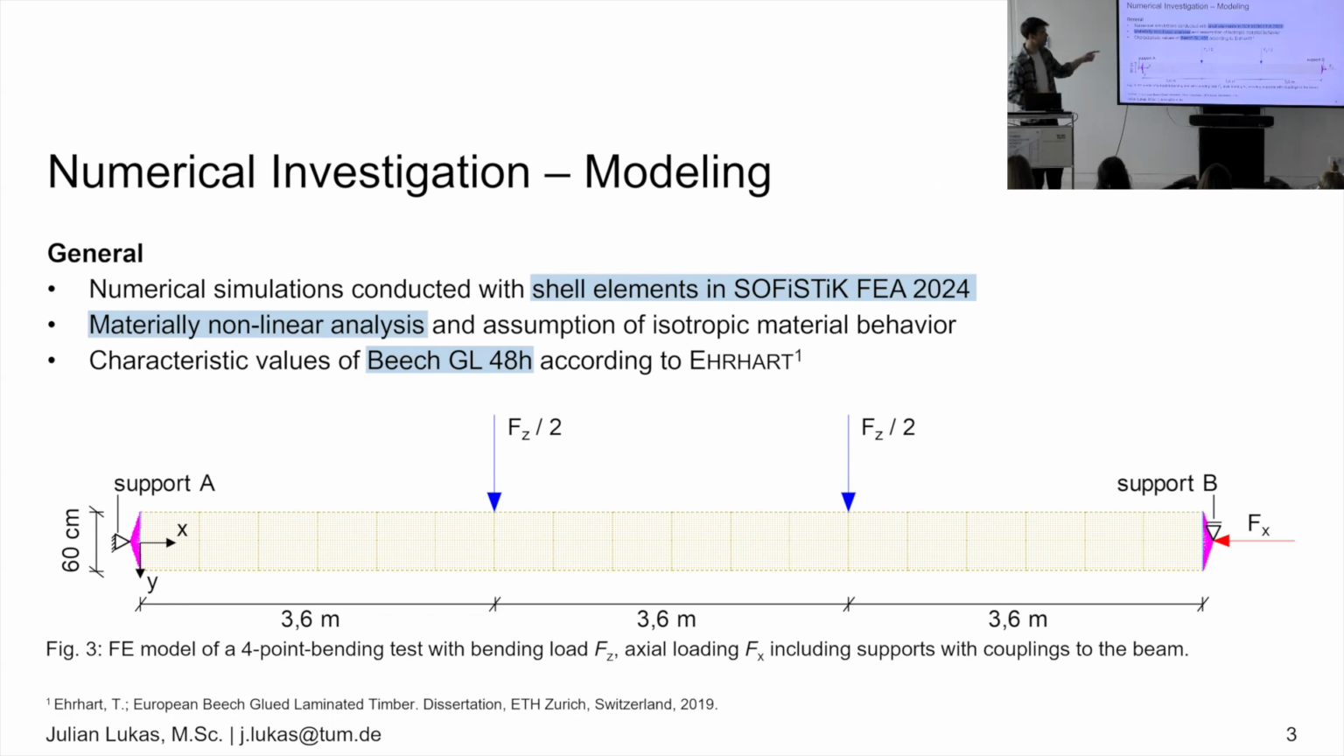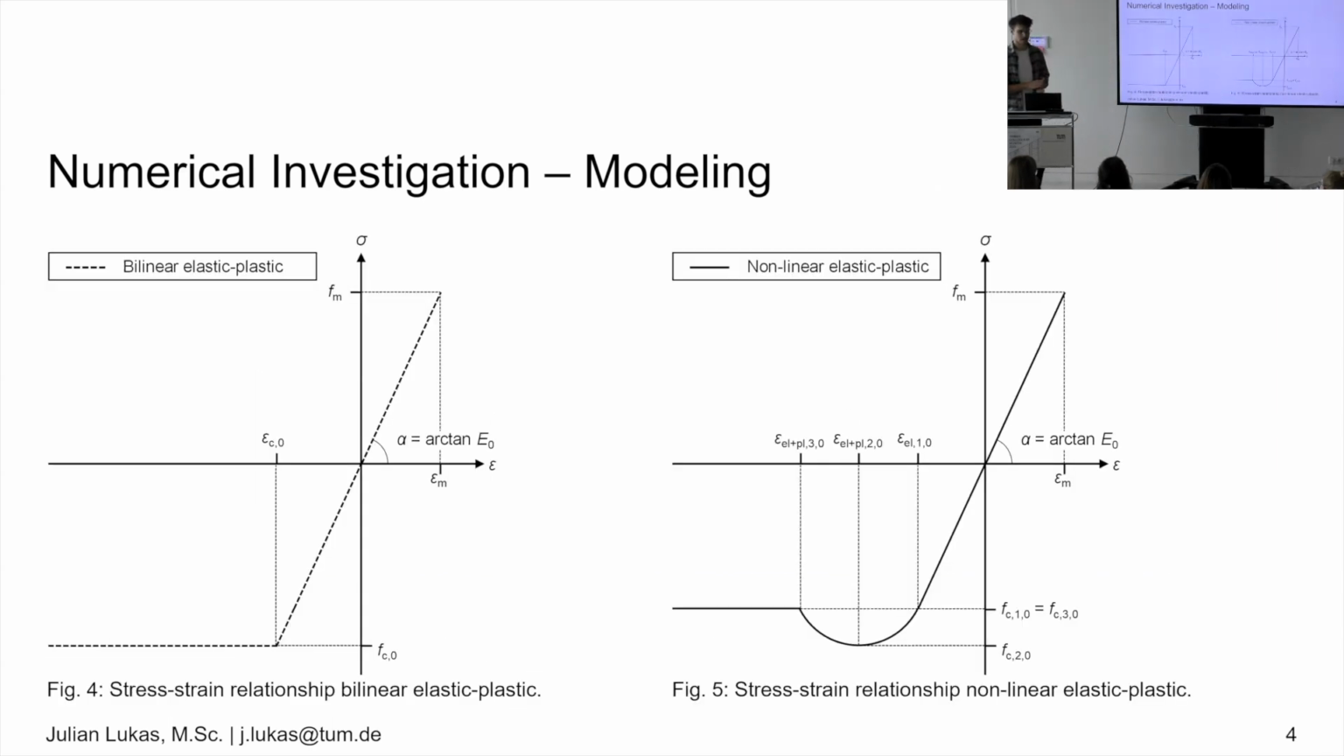We have two loads at the third points here, and then we have the axial load here on the side. That's the one I loaded first, and then I continue to grow the bending loads until I reach the end, or failure occurs.